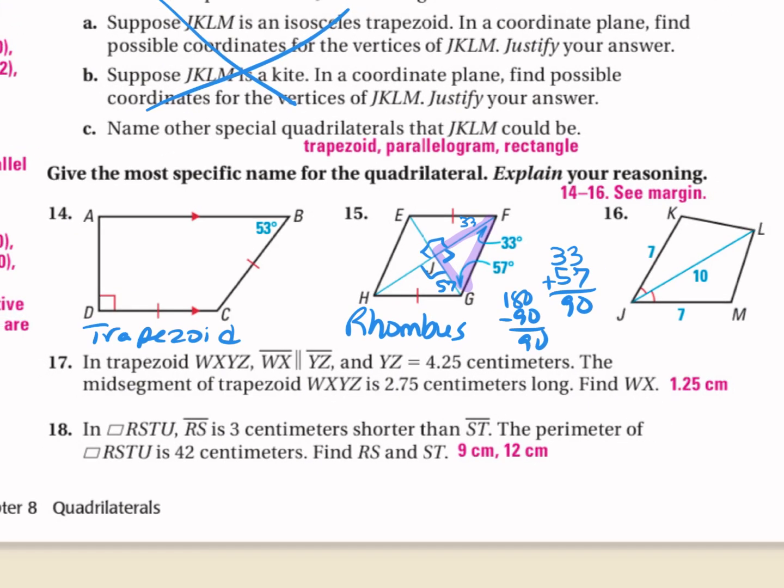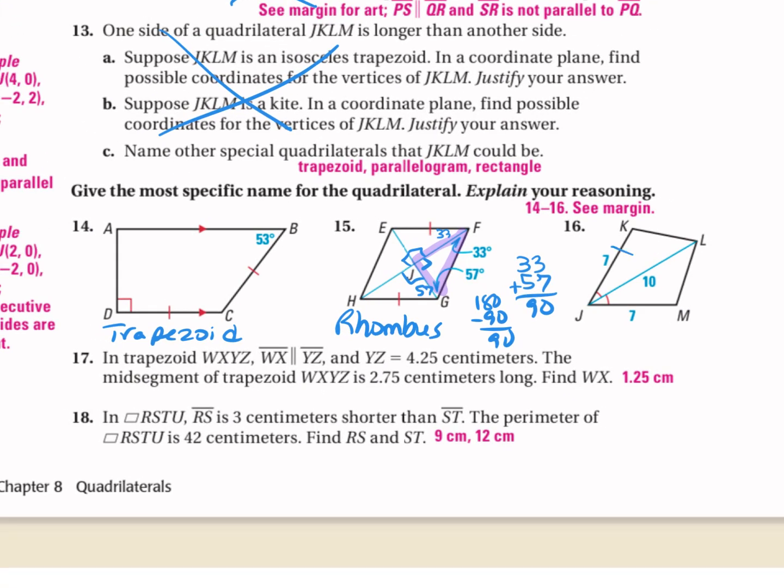And then here, it has congruent consecutive sides. And again, see the congruent angles here. So then that tells me that the sides across from them are also going to be congruent. So the most specific name here is going to be a kite.